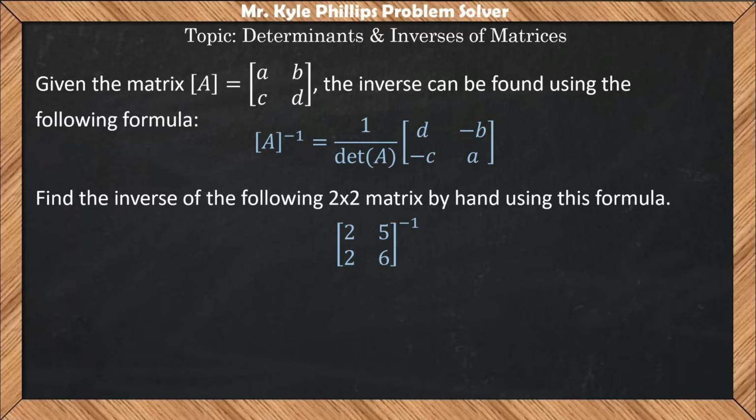A and D swap places, so there's D and A, and then B and C, the signs change. So whatever their numbers are, the sign value changes. If they're negative, they become positive. If they're positive, they become negative.